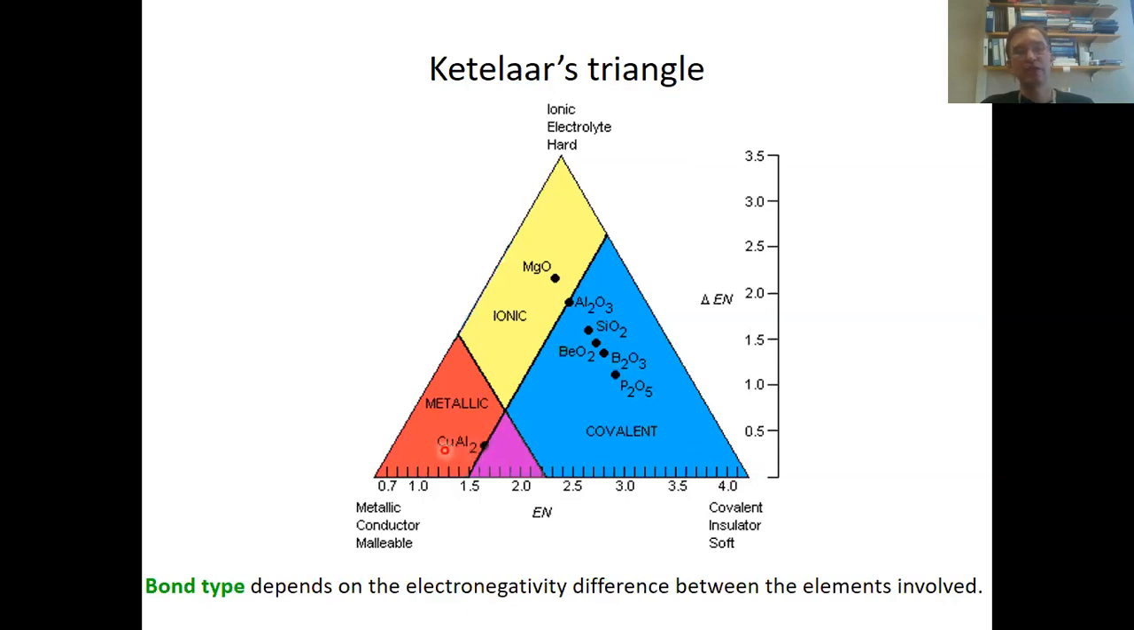Okay, so last example, when we have a compound like copper aluminum 2, then this compound would sit here. Of course, now we are much more at the metallic end. So overall, we would characterize this compound to be metallic, but because of the electronegativity difference between copper and aluminum, we would also find some ionic contributions, but also some covalent contributions to the bonding.